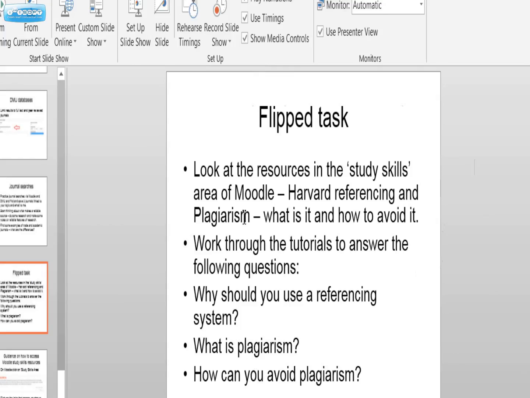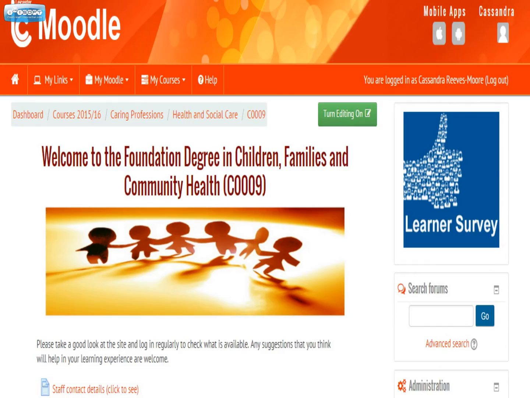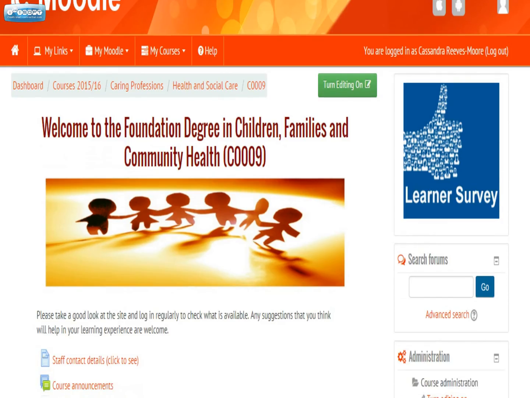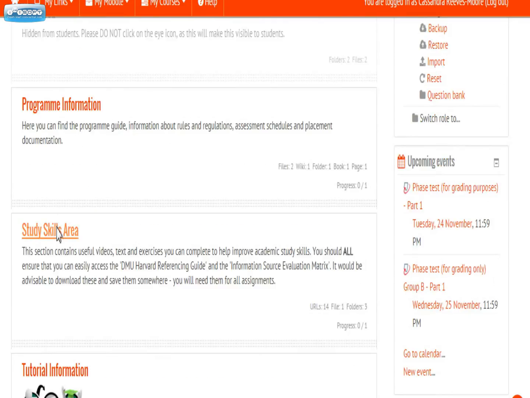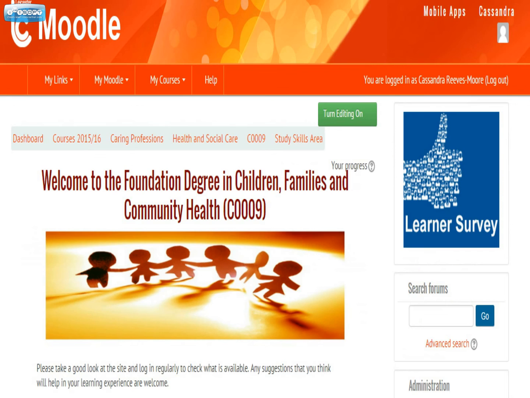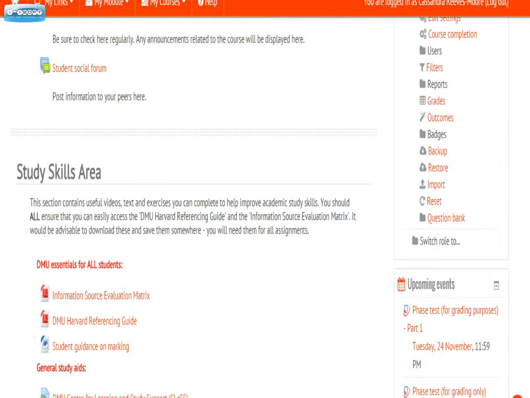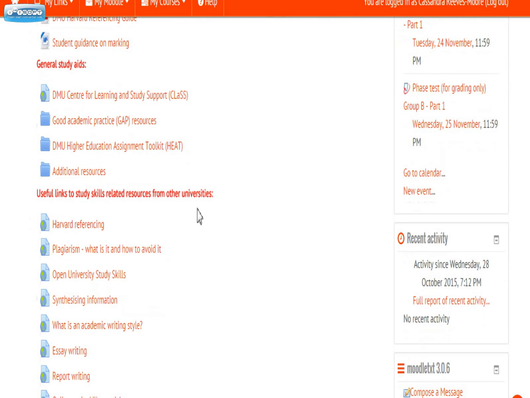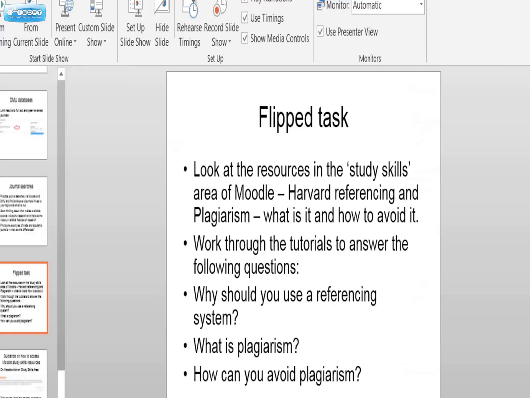And as I said, for the next session you need to go to Moodle and look at the Harvard referencing and plagiarism tutorials. Plagiarism, what is it and how to avoid it. Just a reminder of how to get to that on Moodle. If you scroll down to your study skills area, these can be found just here: Harvard referencing, plagiarism, what is it and how to avoid it.